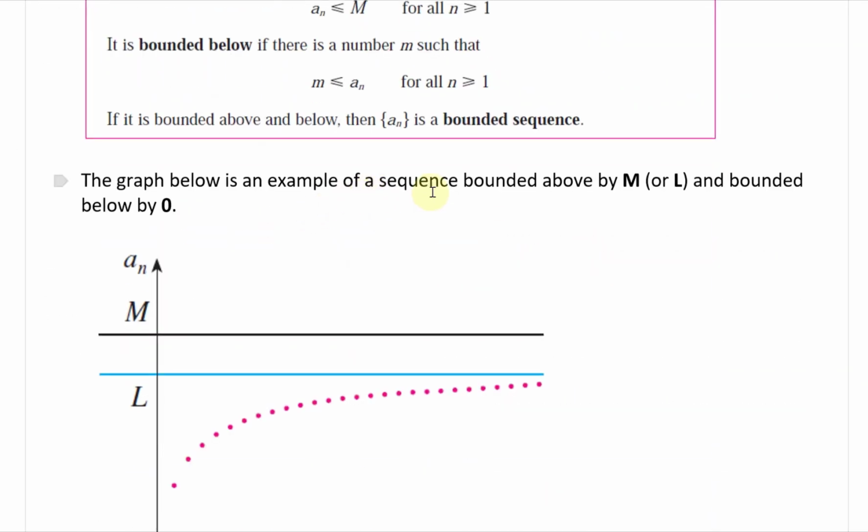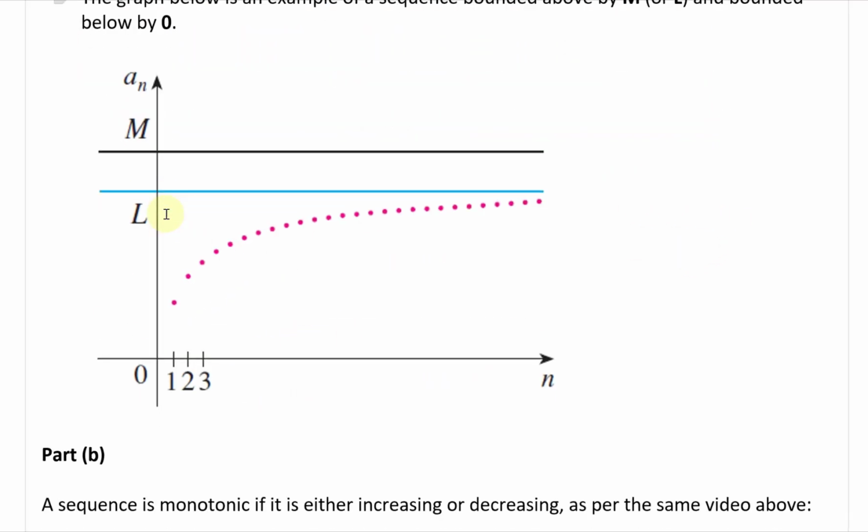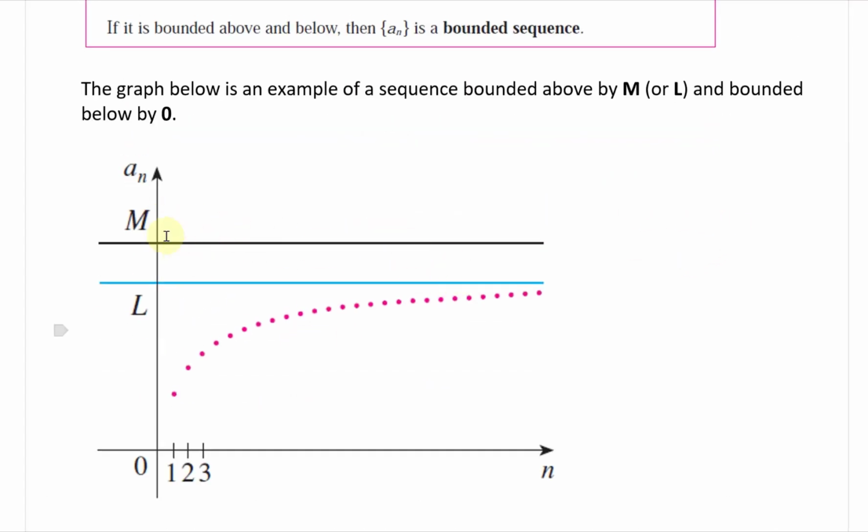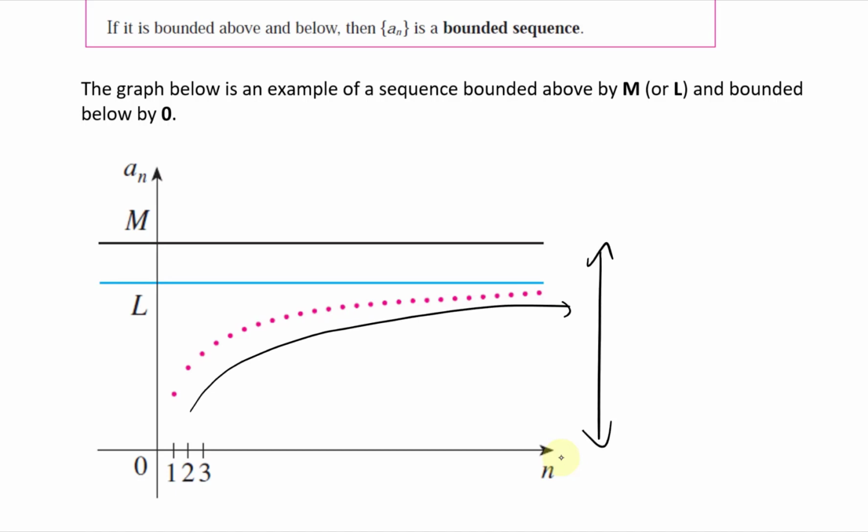So the graph below is an example of a bounded sequence, bounded above by capital M or L and bounded below by 0. If you haven't solved the limit, you can just have M here as an absolute high number, and then there's a 0 right here. These are the terms of the sequence. They're all within this range, between capital M and 0. So this is bounded above and below. So that's a bounded sequence.